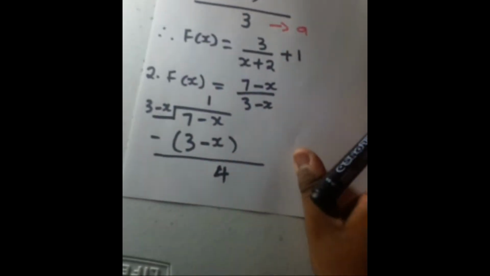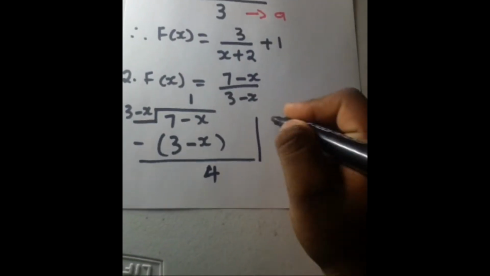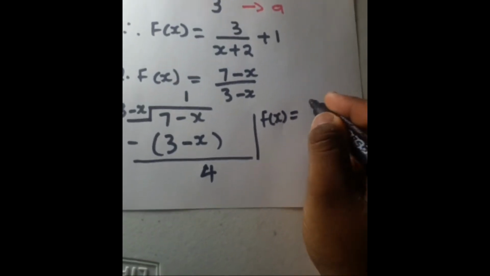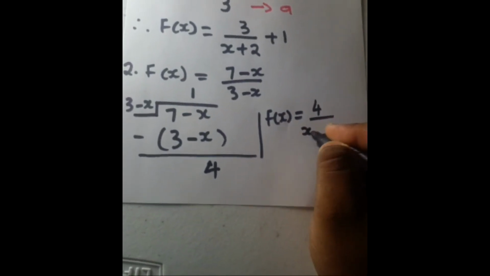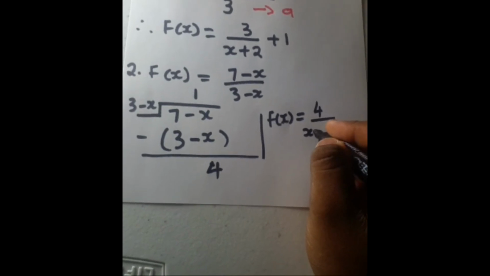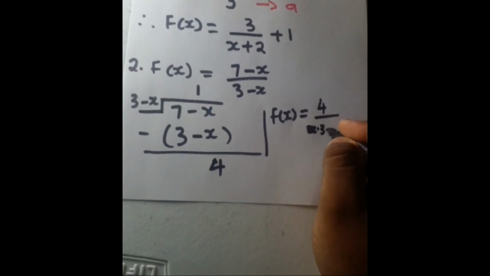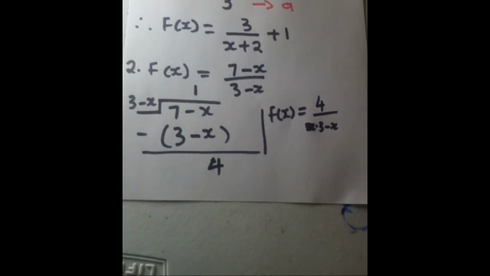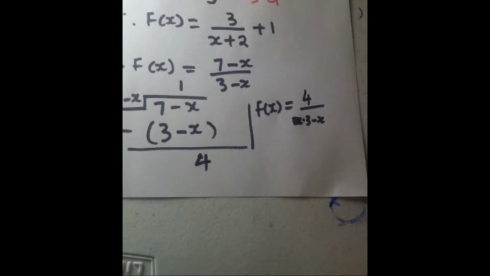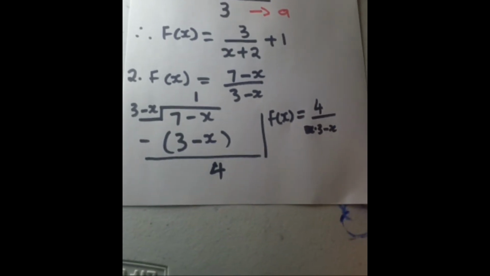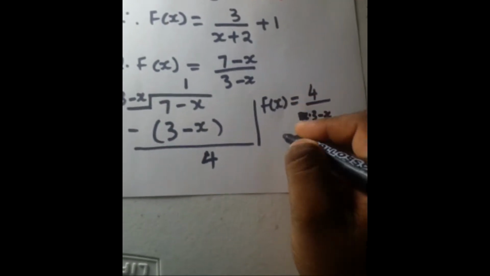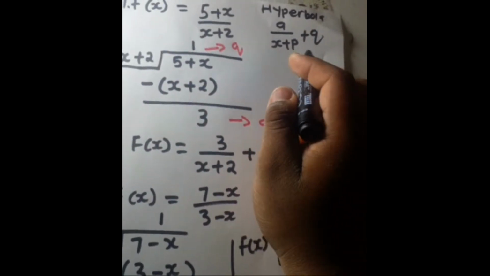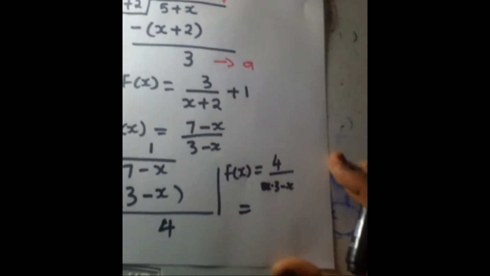Can you see the thing now? Now it will be like f of x equals what? 4 over, it was 3 minus x, which is the same as x minus 3. And then check something. Now you'll have to change it. Remember, it must be in this form: x plus p. The x must be positive.